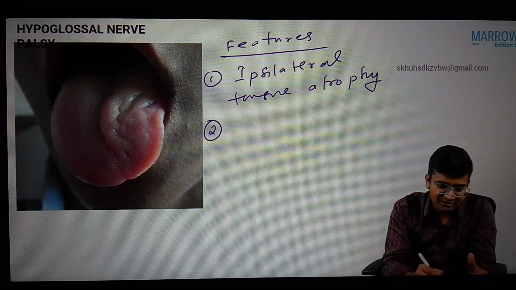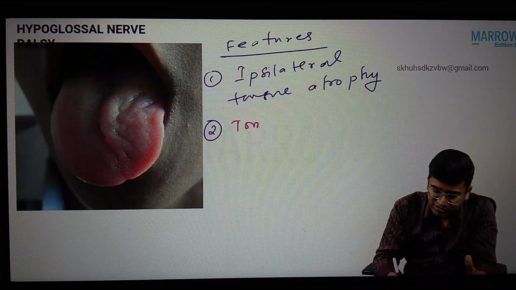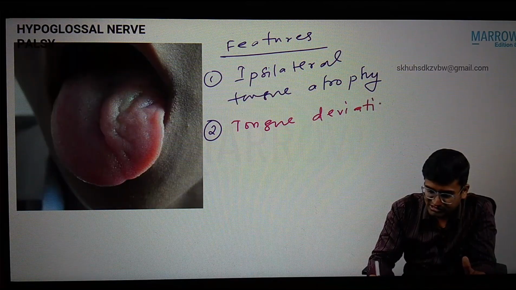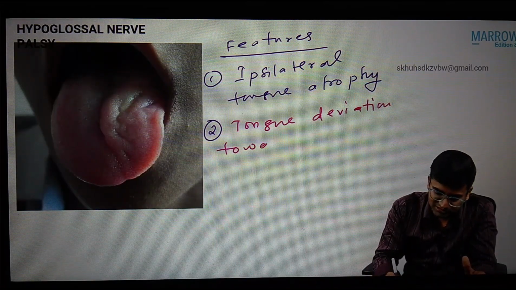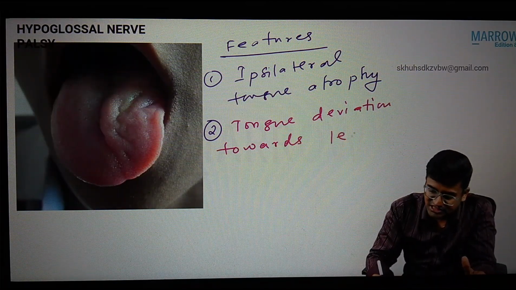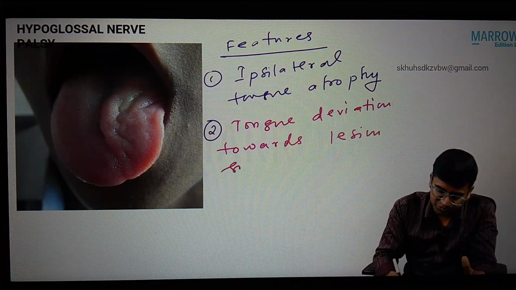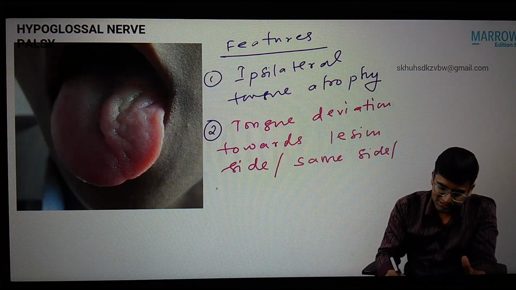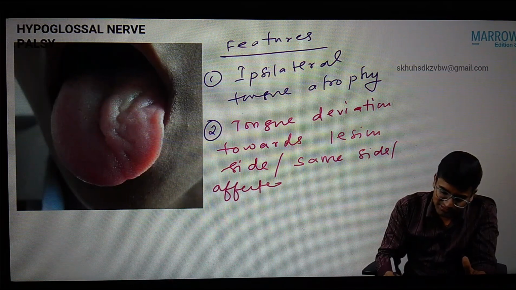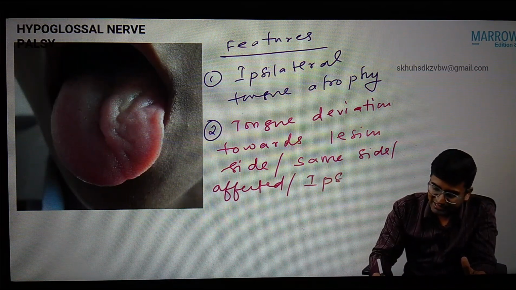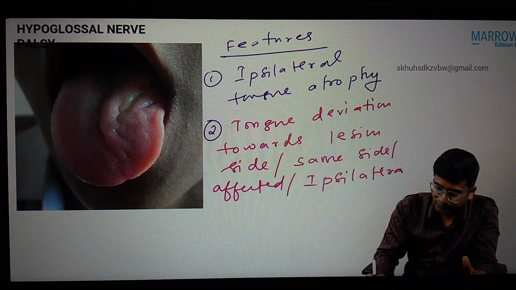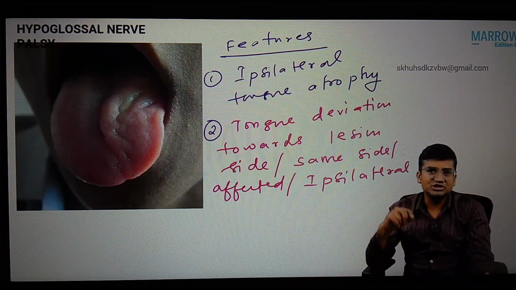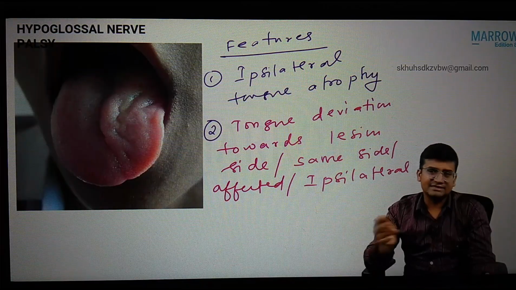So in the case of hypoglossal nerve injury, tongue deviation is towards the lesion side, or same side, or affected side, or ipsilateral side. They can give any of these words. So what is the meaning? In the case of right side hypoglossal nerve injury, the tongue deviates to the right side.